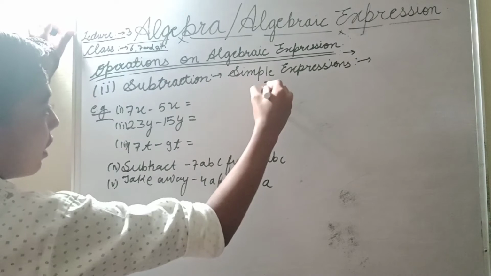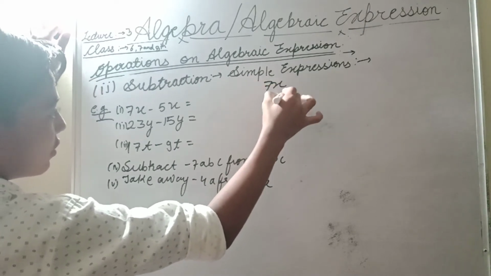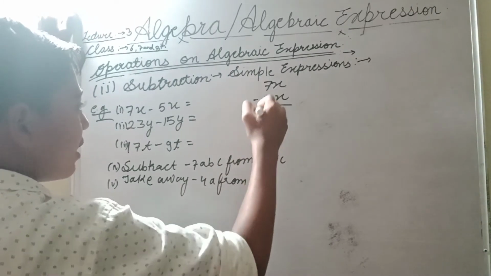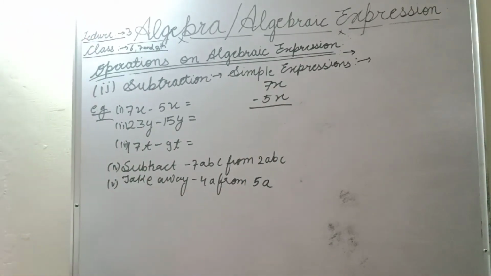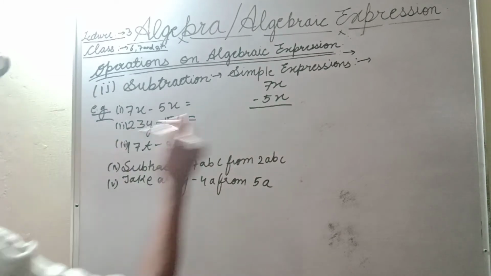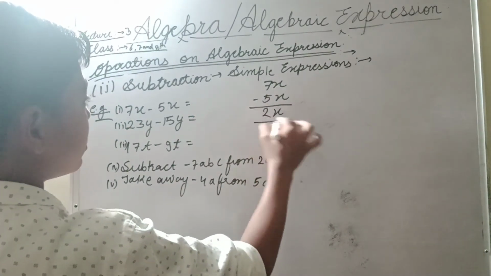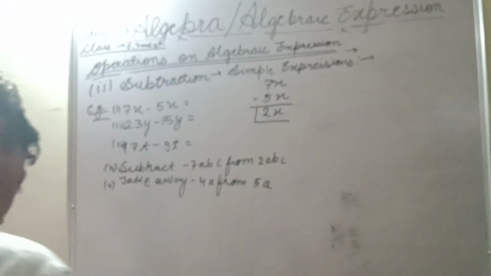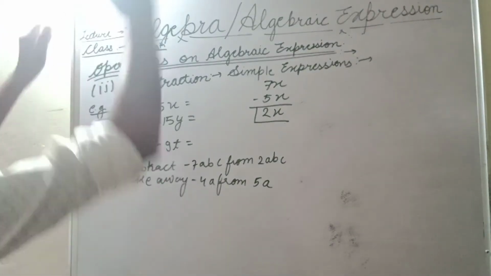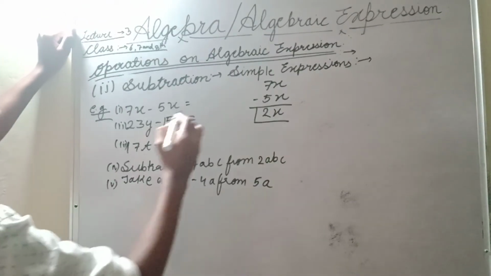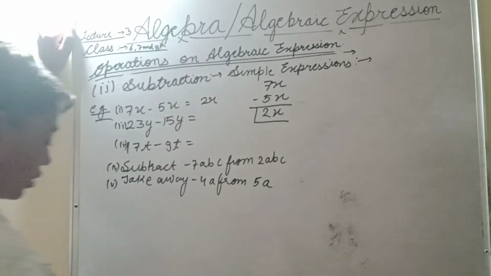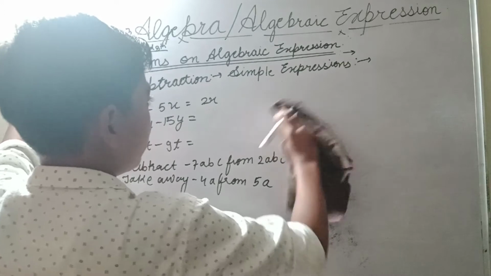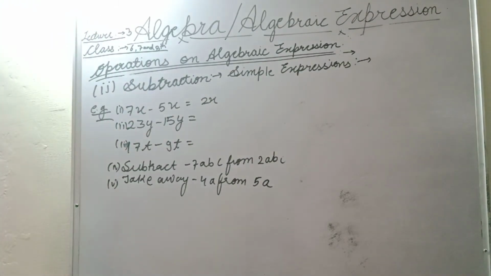7x minus 5x. We write it first in the columns. 7 minus 5, we get 2. 2x is the answer. This is the rough work, so don't do it in the examination.